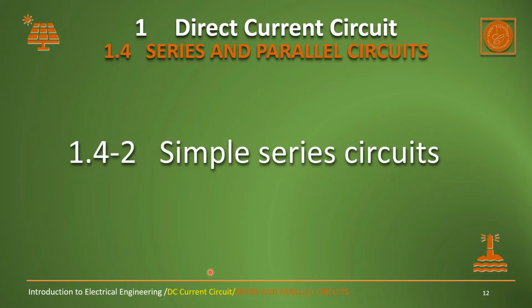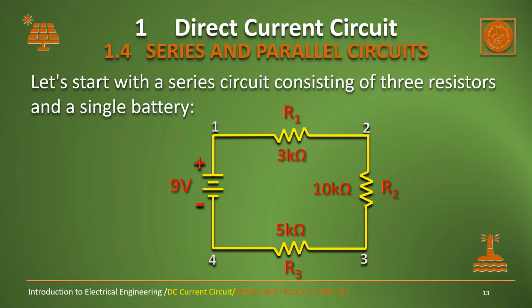1.2 Simple series circuits. Let's start with a series circuit consisting of 3 resistors and a single battery. This is the battery, only one single battery here, 9 volts. And there are 3 resistors in the circuit: R1, R2, and R3.